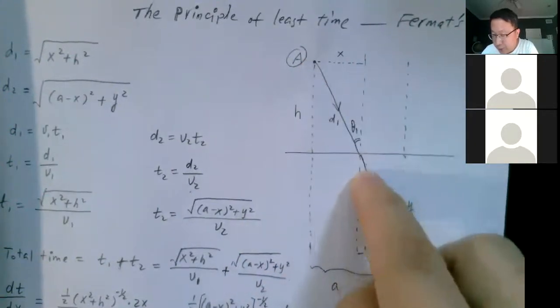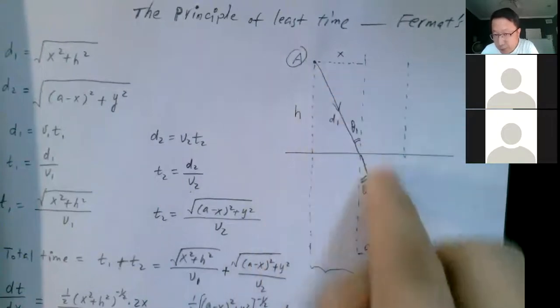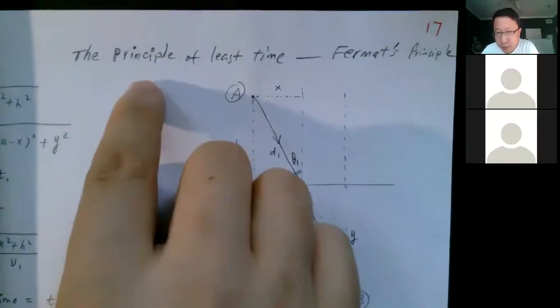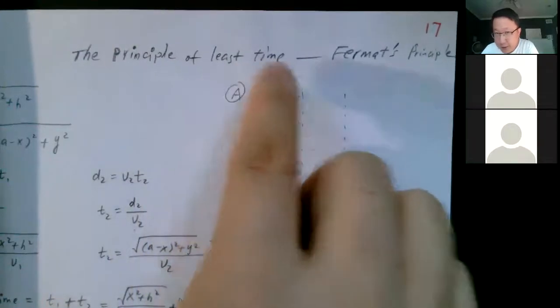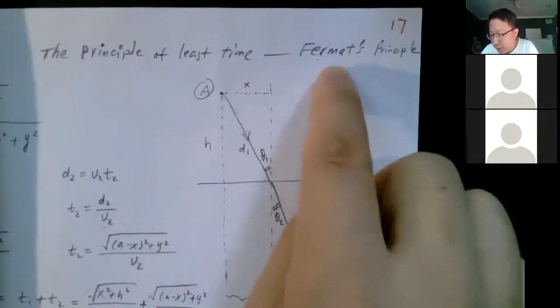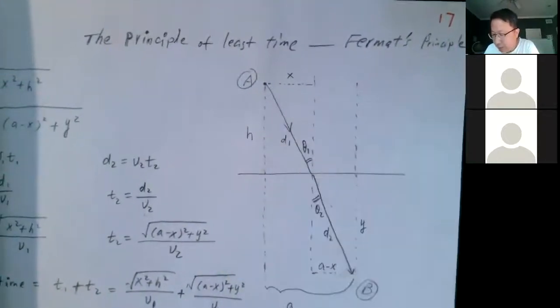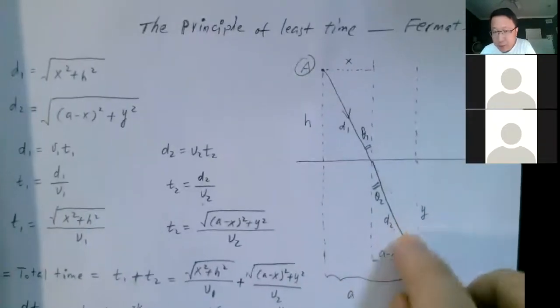It's called refraction. We can derive this refraction law based on a very simple principle called the principle of least time, or least action, which is called Fermat's principle. We can use simple calculus to derive this one, and this is one of the very famous optical formulas, if you study a little bit about optics, right?